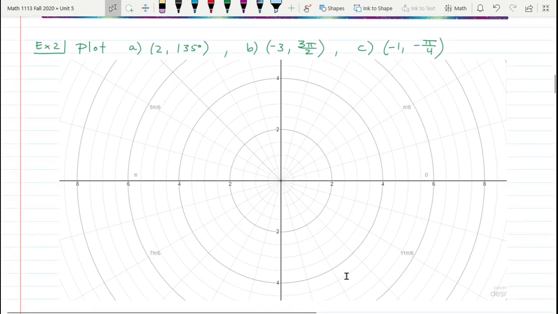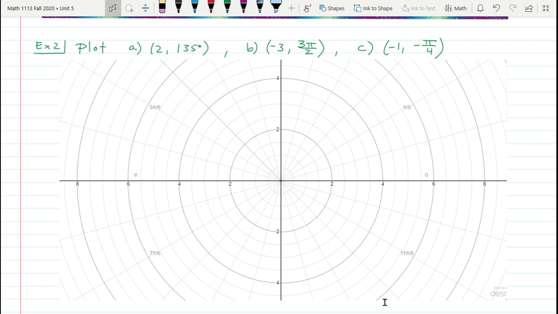Here in this graph is what a translation of the XY coordinate system to the polar system looks like. So let's try to draw a couple of the different points here. First we're going to plot (2, 135 degrees).